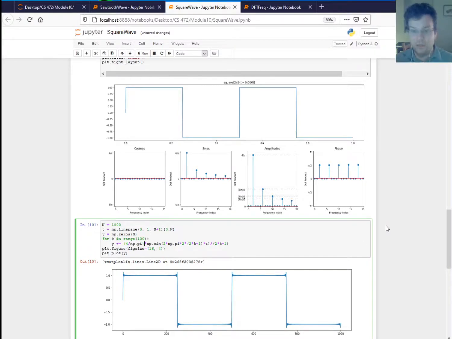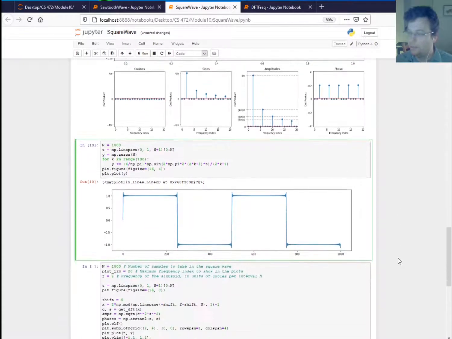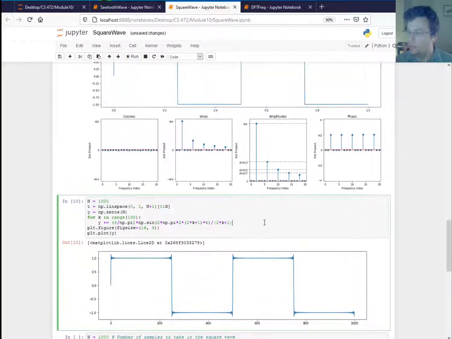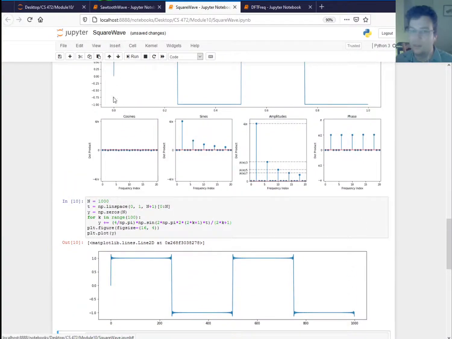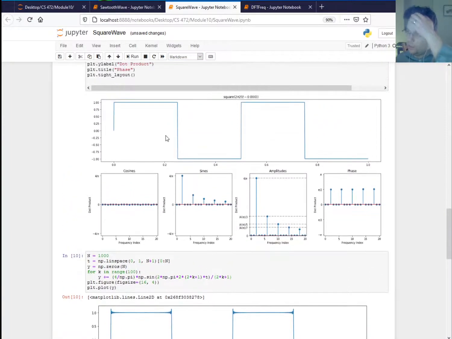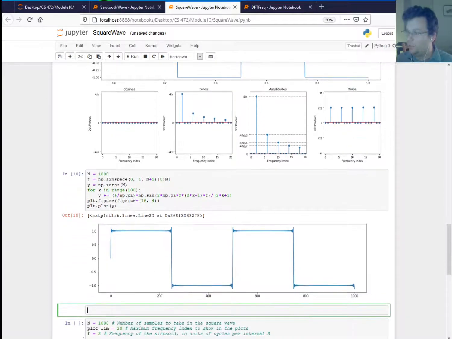What's even neater than this is what happens to the phases when you start to shift the square wave in time. So I made a little animation of this, which I'm going to show you now. What I did was I shifted this square wave slowly in time, and I plotted all the cosine, sine, amplitudes, and phases. So, phase shift square 2.gif.